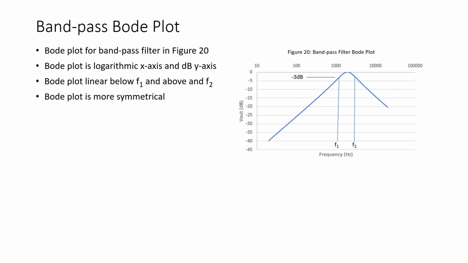So, as with the low pass and high pass filters, we can plot this frequency response using a Bode plot. Note the x-axis is a logarithmic scale. Note the output is expressed in decibels. And looking at this plot, we can see how much more linear this response is, both below F1 and above F2. And of course, looking at the plot of figure 20, we can see that this graph appears much more symmetrical than the graph shown in figure 19.